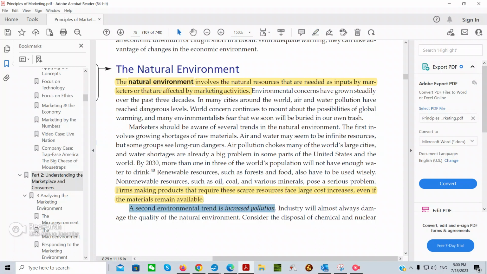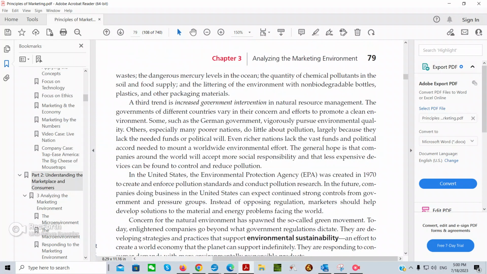A second natural trend is called increased pollution. So we look at trends in your environment. Industry will almost always damage the quality of the natural environment. Consider the disposal of chemical and nuclear waste, dangerous mercury levels in the ocean, the quantity of chemical pollutants in the soil and food supply, and the littering of the environment with non-biodegradable bottles and plastics and packaging materials.